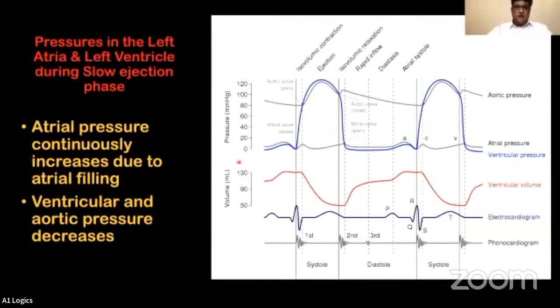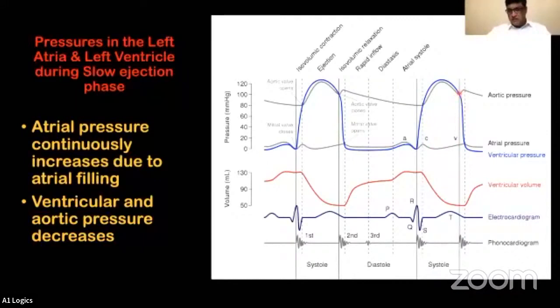Then what happens? The atrial pressure continuously increases due to atrial filling. What happens to the atrial pressure here is that it starts increasing. If you closely watch, there is a slight increase from the baseline. It moves up because the atria keep getting filled, and the pressure in the atria starts increasing, while the ventricular pressure and aortic pressure decrease.